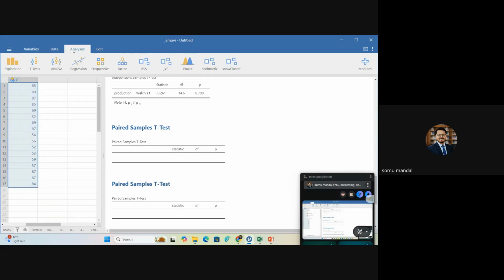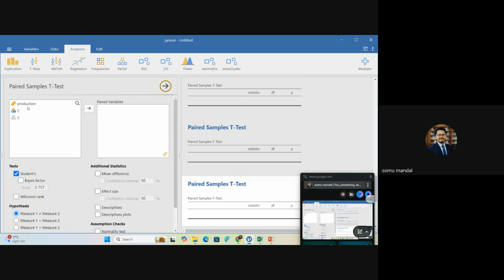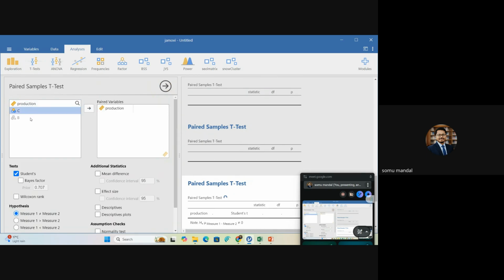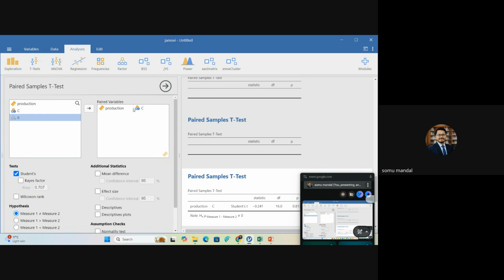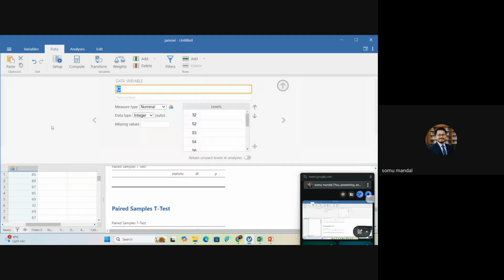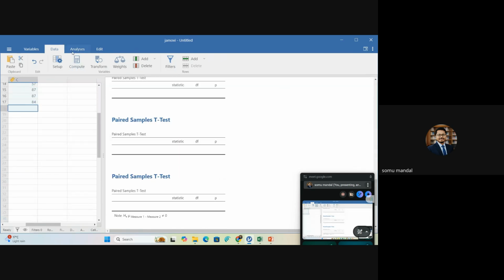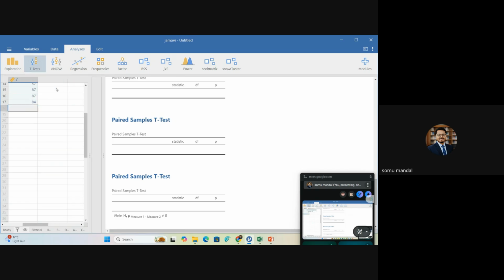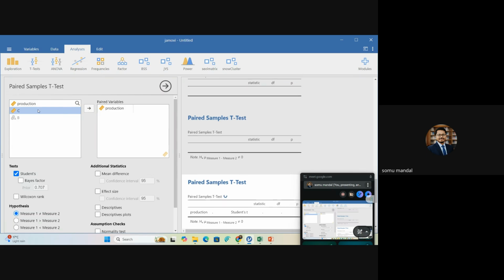Look, one thing. Whenever you select the t-test, paired sample t-test, look here. One data set is appropriate and ready for your analysis. So check this as per the actual measurement types. Go to the data, click on it, set up as a continuous variable, integer, yes. Then go to analysis, t-test, paired sample t-test, and you consider production and see.